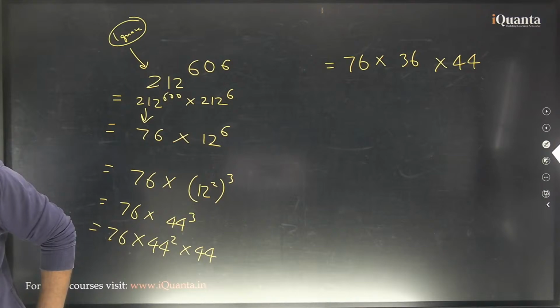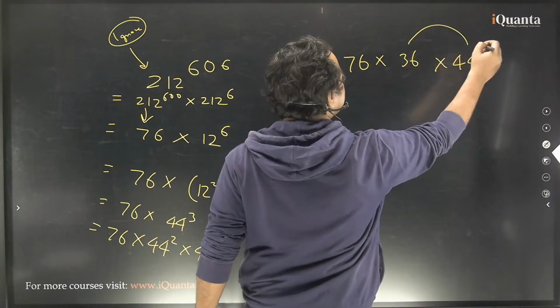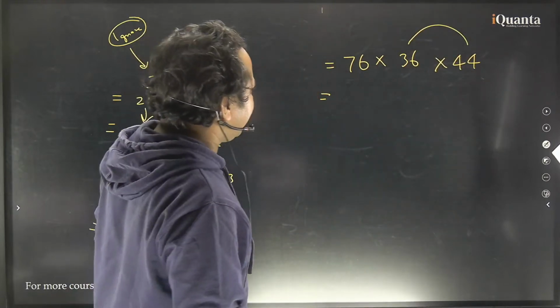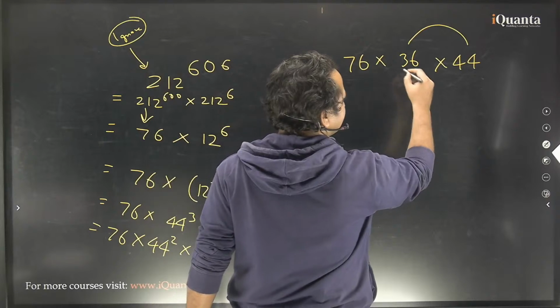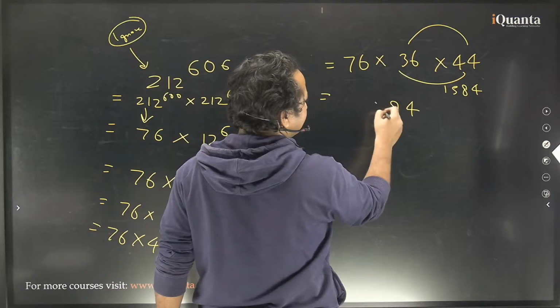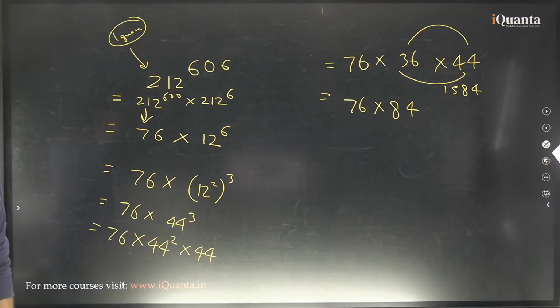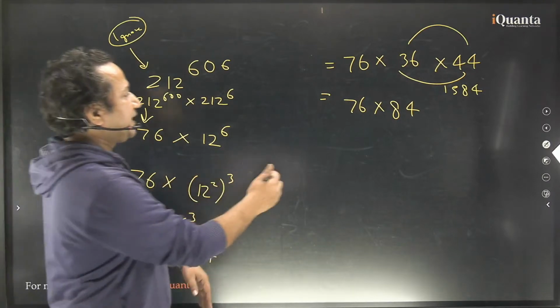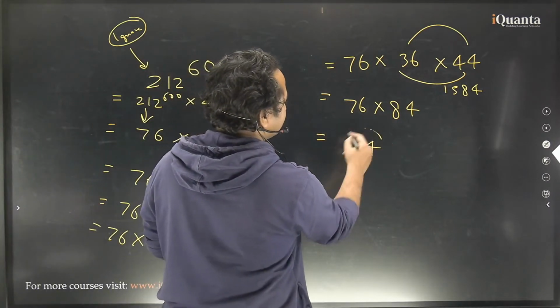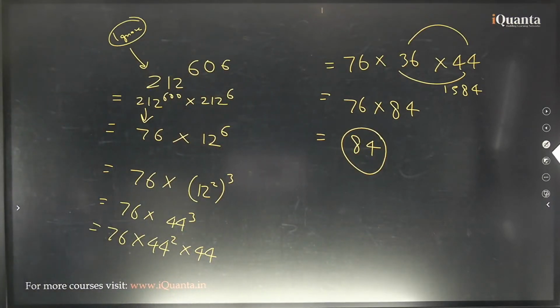Is that right? So what do we get here? If you multiply these two, I believe this will be equal to 1584, isn't it? So last two is 84 only. Right. And if you multiply this, again this ends at 84. Isn't it? 84 is our answer.